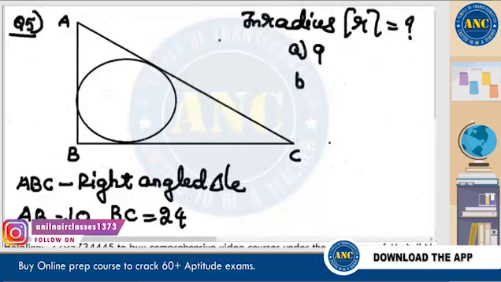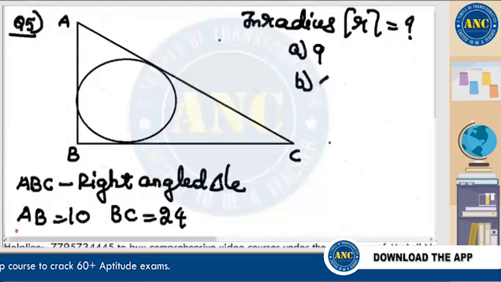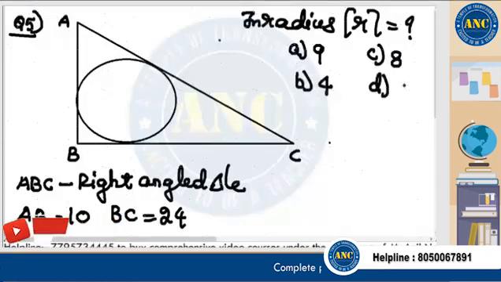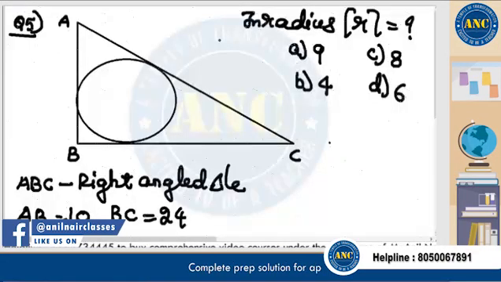I am not writing the options. You can go and download previous year SSC questions. These are the exact options. 9, 4, 8, 6. The inradius is one of 9, 4, 8, 6.